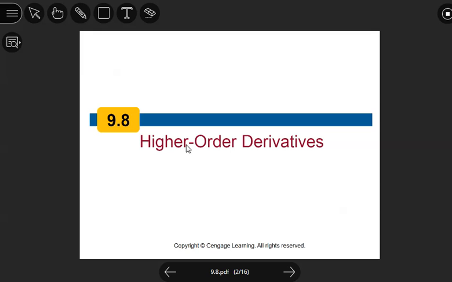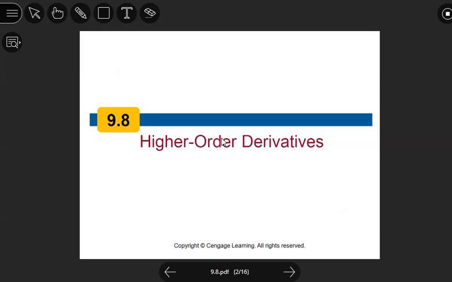Hi everyone. Today I am going to discuss higher order derivatives. Higher order derivatives means how to find the second derivative, third derivative, fourth derivative, or nth derivative. These are the things I am going to discuss today.